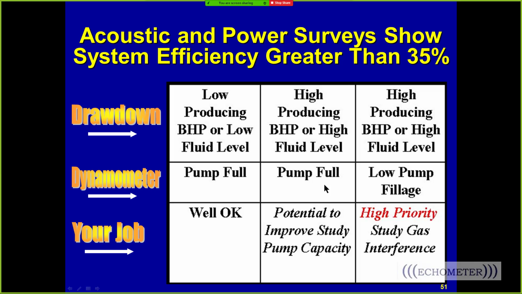If you have a high fluid level and the pump's full, then you need to look at increasing production out of this well. If you have a high fluid level and low pump fillage, even if you're greater than 35%, you probably ought to get your gas out of the pump and look at your gas separator.